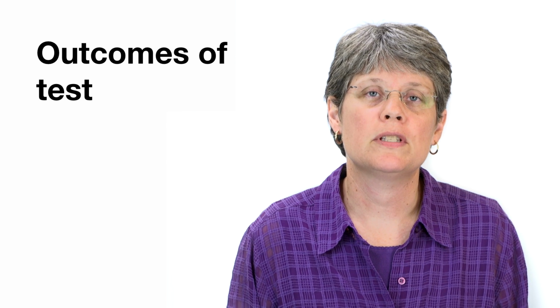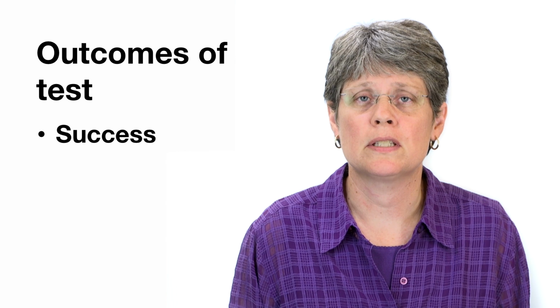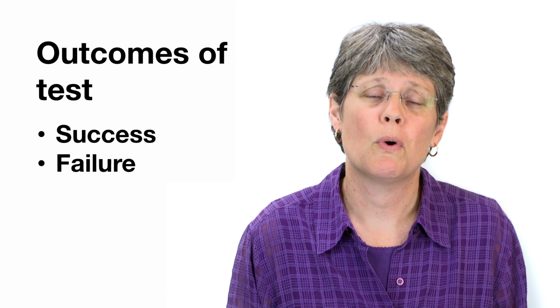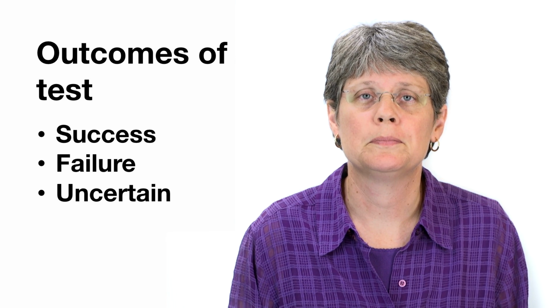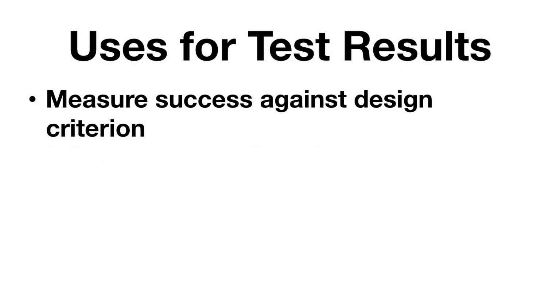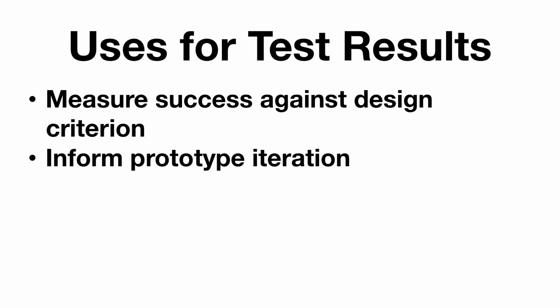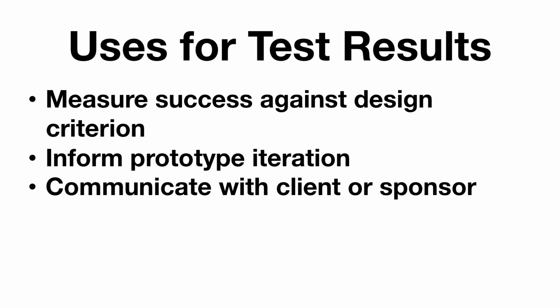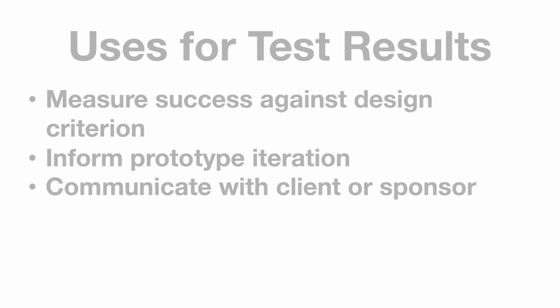In this video, we're going to talk about interpreting test results and what to do with those results. Outcomes of the test could include it being a success, a failure, or you might be uncertain. Test results can be used for a range of purposes. Tests can measure successes against design criterion. Tests can inform prototype iteration. Tests can also communicate with a client or a sponsor.